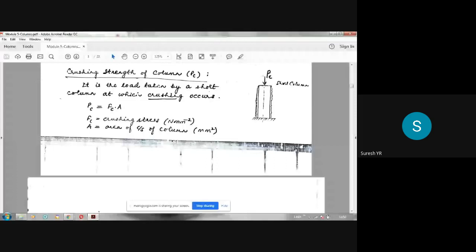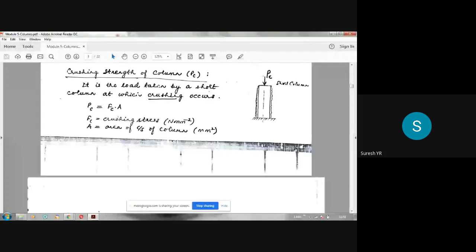The load is acting exactly along the axis of the column. Please note that. I have taken the load along the axis of the column, and it is a compressive load. Columns always take compressive load. There is no question of tensile load, but it can take moment. But in your syllabus, you are studying only axially loaded columns. Axially loaded columns means the compressive load is acting exactly along the axis of the column. It is not acting here or here. It will be acting here only, exactly.